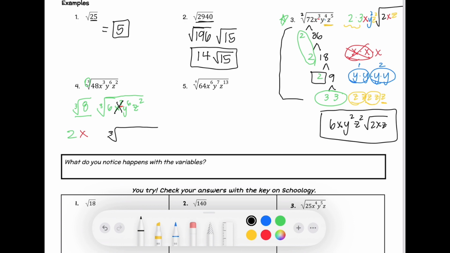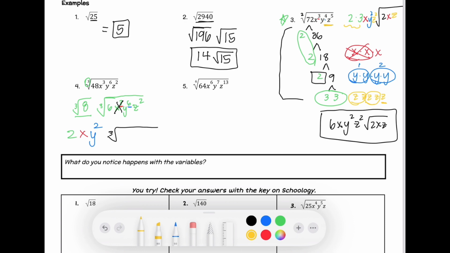Then same thing with our y. If we were to divide 6 by 3, because our index is 3, 6 divided by 3 is 2. So we're going to have y squared on the outside, okay? And then finally, we're going to have z.